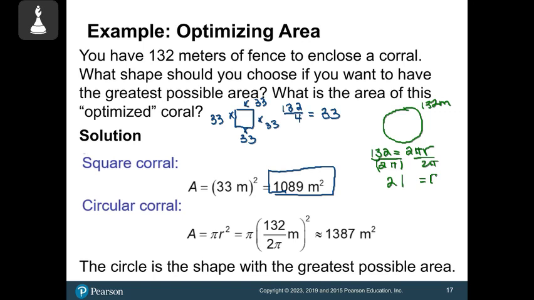Then they take this value and can then do the area of the circle. So area is pi r squared, and I'm going to plug in 21. So 3.14 times 21 squared. And I got 1,385. Because I rounded back here, my answer is a little different than what they have in the book version. But this one is larger than the other one. So the circle is going to provide the greatest area for our corral.